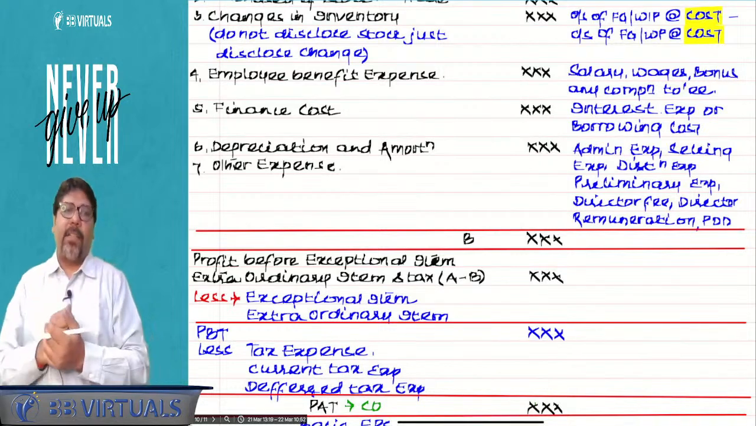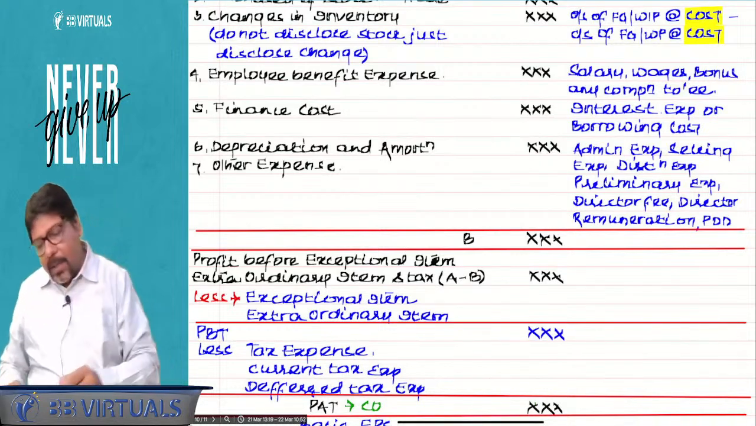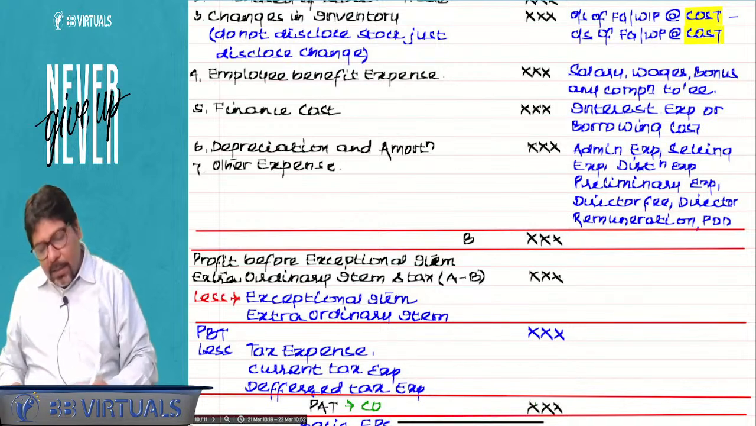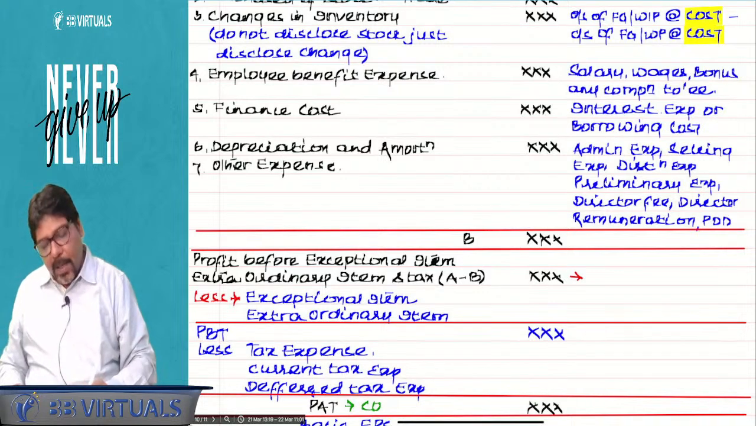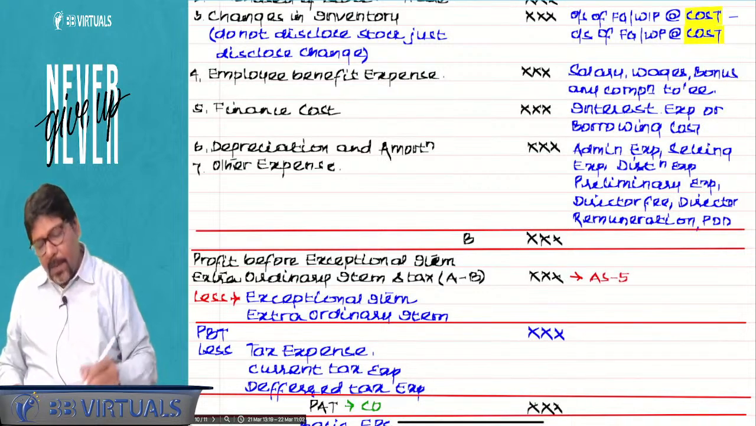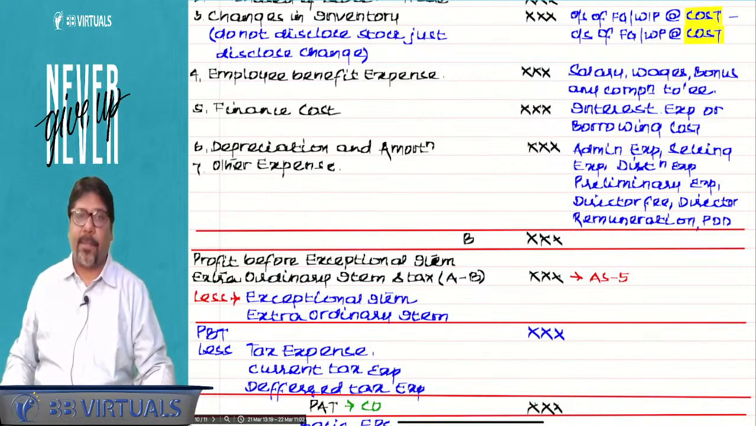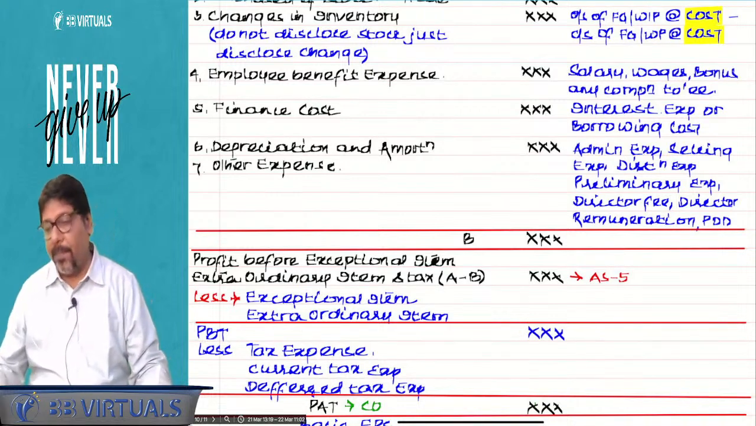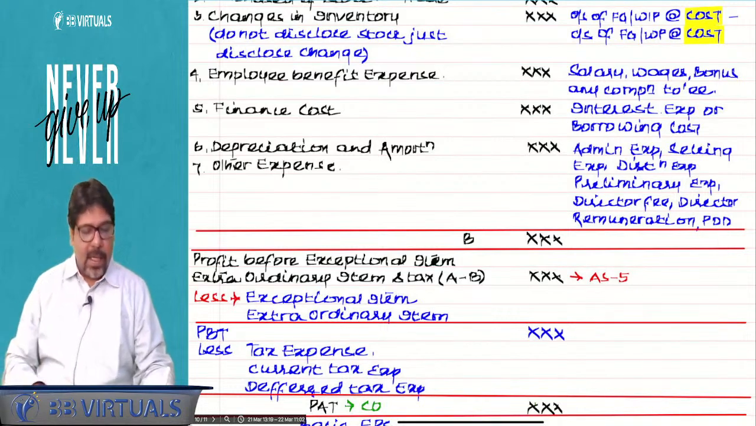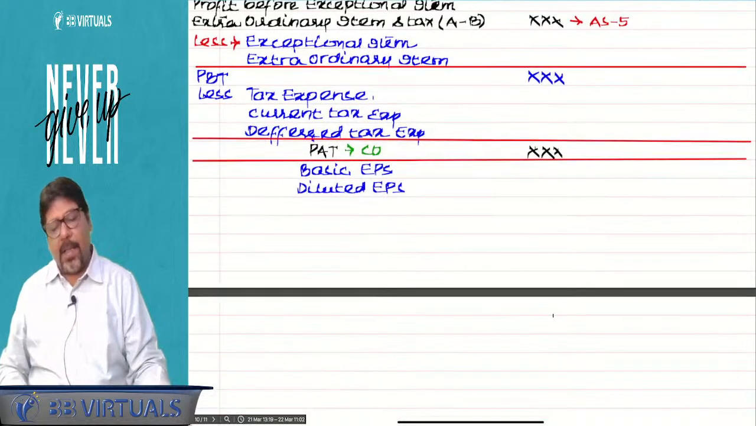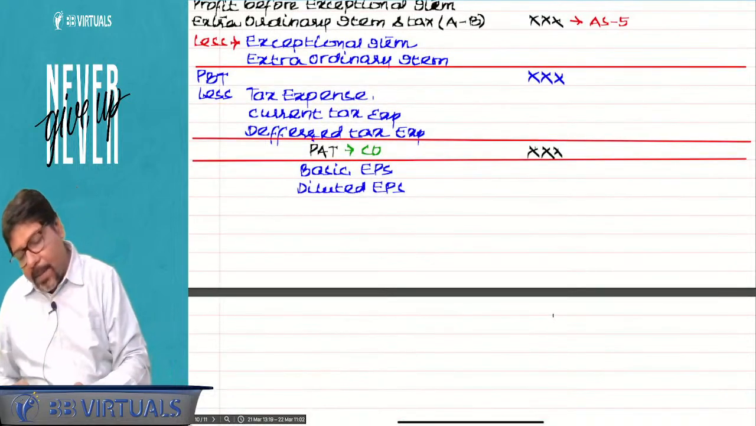Now, I told you that extraordinary item and exceptional item we will study in AS5. Correct? Thereafter, tax expense: current tax expense and deferred tax expense. This also we will study in AS22.